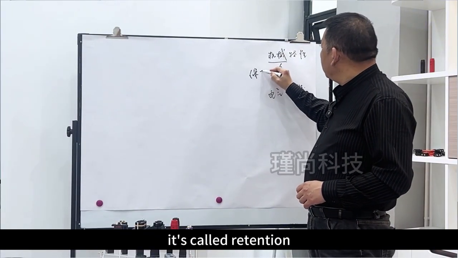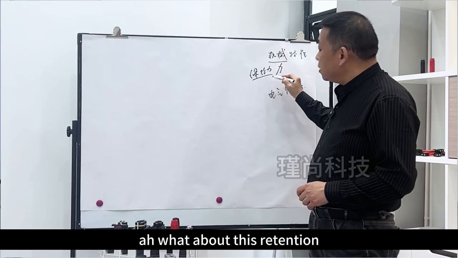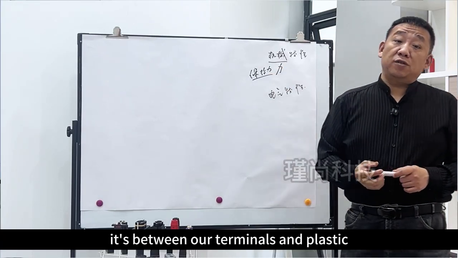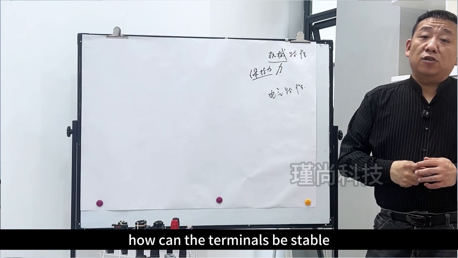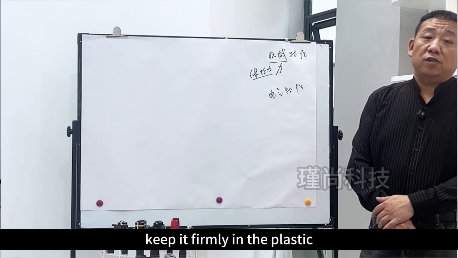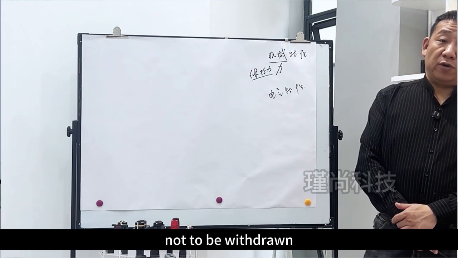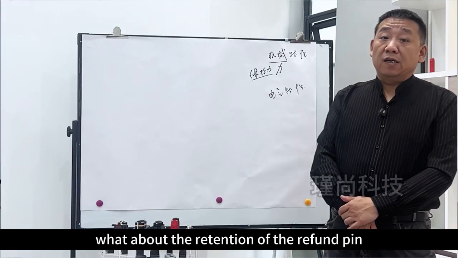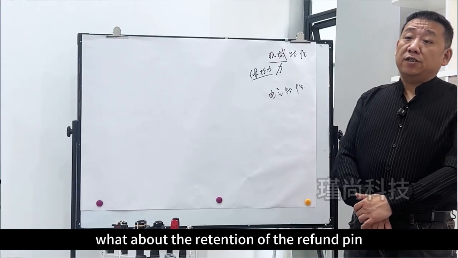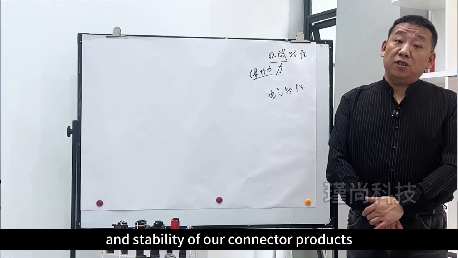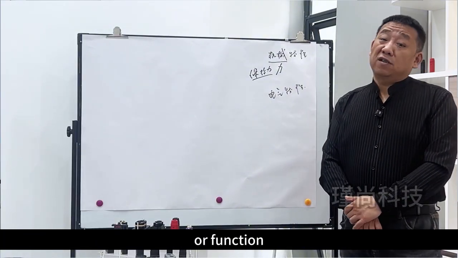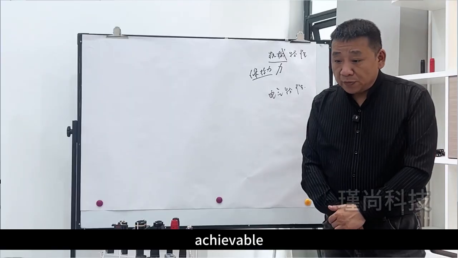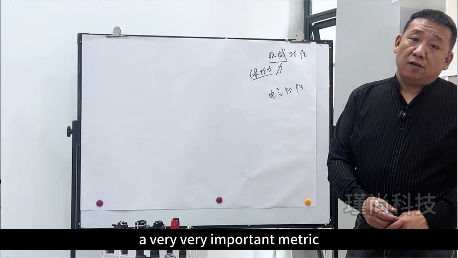It's called retention. What about this retention? It's between our terminals and plastic. How can the terminals be stable, kept firmly in the plastic, not to be withdrawn, or pulled out by mistake? The retention of the pin is to measure the quality and stability of our connector products or function. It is a very, very important metric.